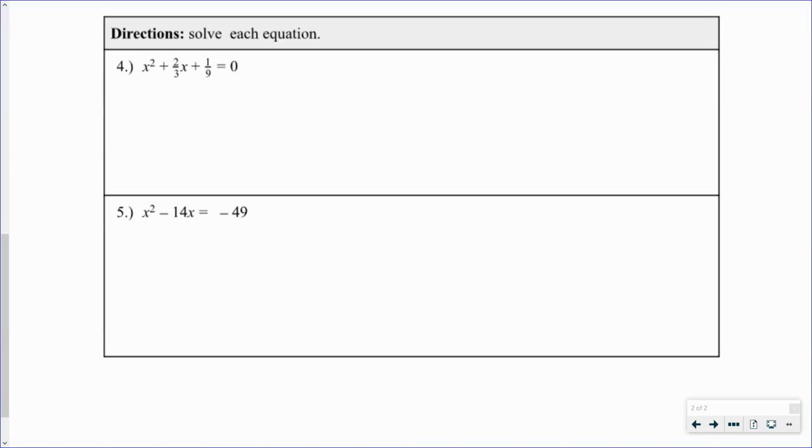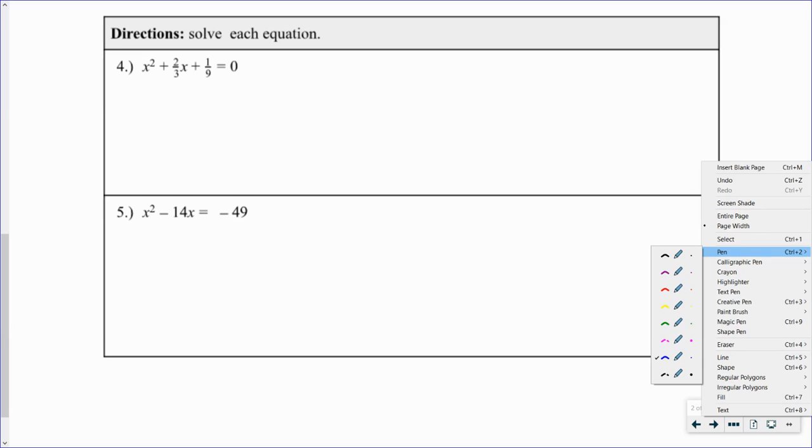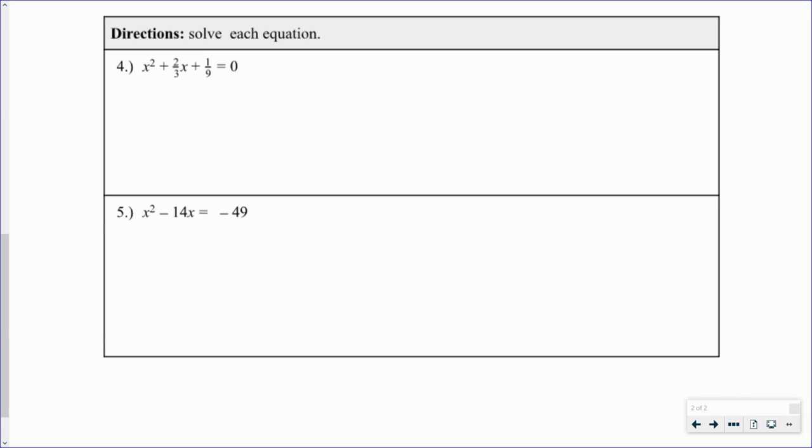All right, so in the previous video, we looked at factoring perfect square trinomials using the patterns that we learned a couple videos ago. What we're going to do today is use those patterns to help us solve equations. So let's take a look at example number 4. We have x squared plus 2/3 x plus 1/9 equals 0.